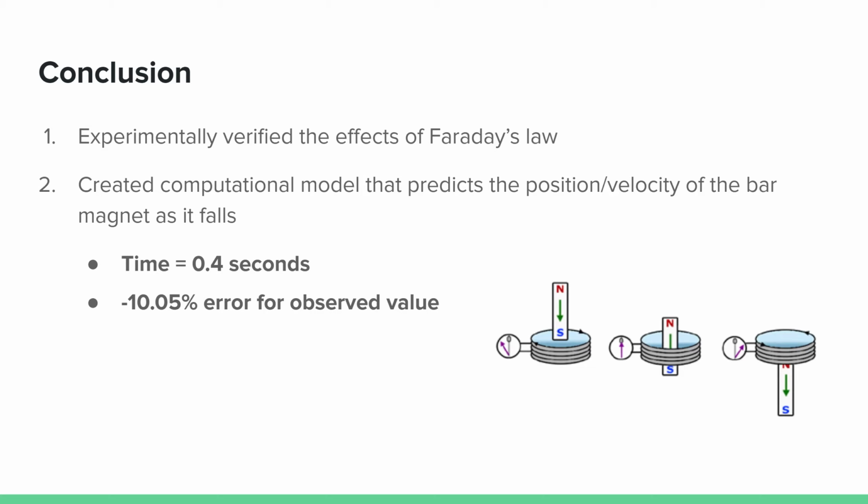In conclusion, in this lab, we experimentally verified the effects of Faraday's law on the motion of a falling bar magnet, and we applied our knowledge of kinematics and magnetism to create a computational model that predicted the bar magnet to take 0.4 seconds to fall through the foil, at a percent error of around negative 10.05% compared to the observed time.